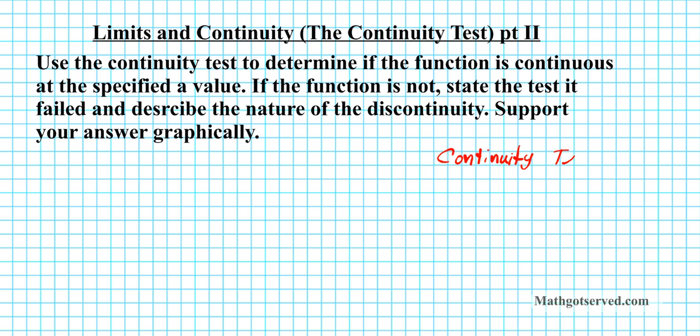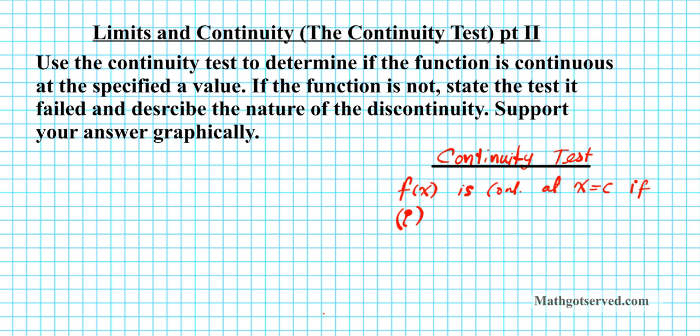Now there's 3 criteria that are necessary to determine continuity. And we went over this in part 1 of the tutorial, but let's just go over it again to make sure we have it fresh in our minds. So f of x is continuous at x equals c if the following conditions are satisfied.